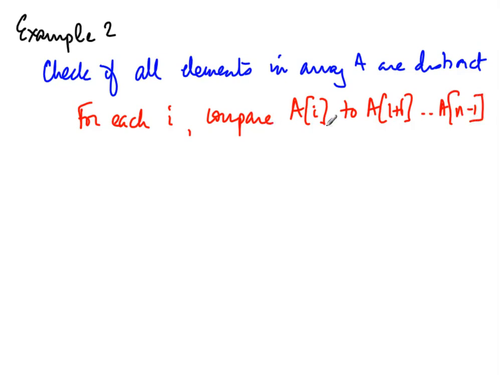So if you find that A[i] is equal to something to its right, then you know that the elements are not all distinct. On the other hand, if you don't find A[i] equal to something, you go to A[i+1] and do the same check. So in this way, if you go through this whole thing and you don't find any element which has a matching value to its right, then you know that all the elements are distinct. So once again, let's write this down as a formal algorithm.